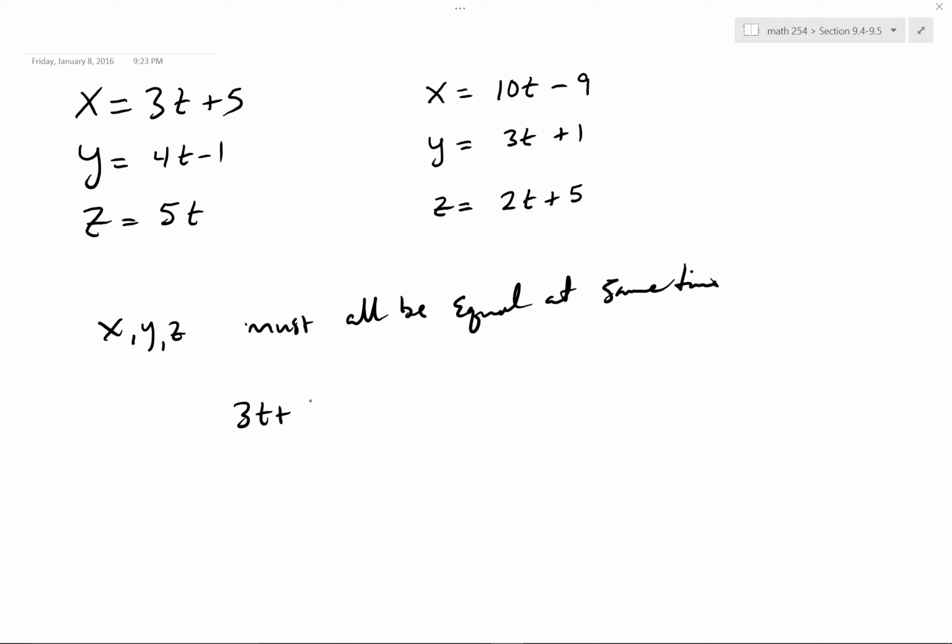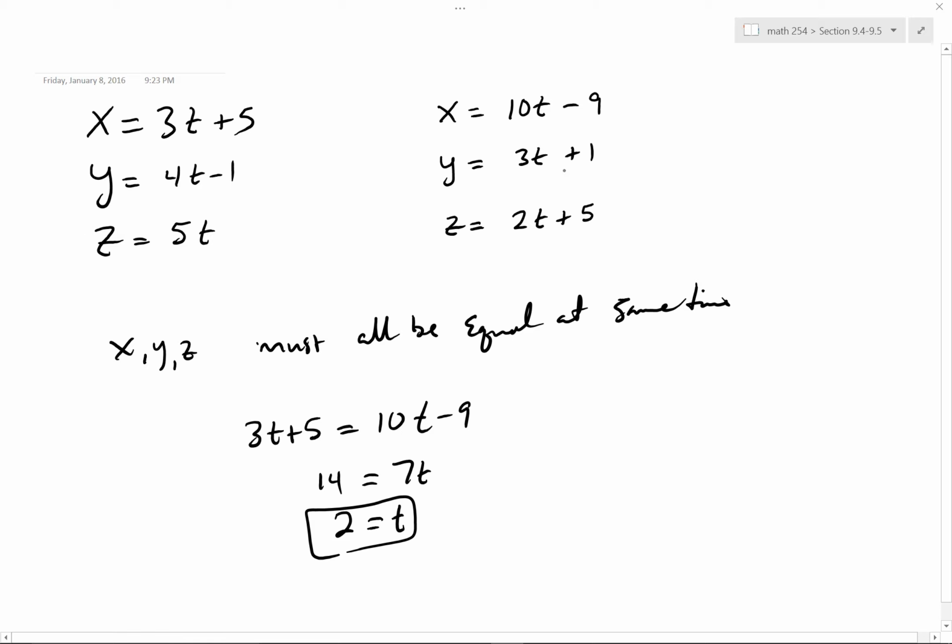So how to know if these lines cross one another is simply to say, 3t plus 5 better equal 10t minus 9, right? I want to know where they are equal. So I solve this, and I get 7t is equal to 14. So their x's are equal when t is equal to 2. Let's see if that's true for their y's. If you plug a 2 in here, 2 times 4 is 8 minus 1 is 7. Plug 2 in here, 3 times 2 is 6 plus 1 is 7. So my x's are 11 for both of them. My y's are 7 for both of them. This is at t equals 2.